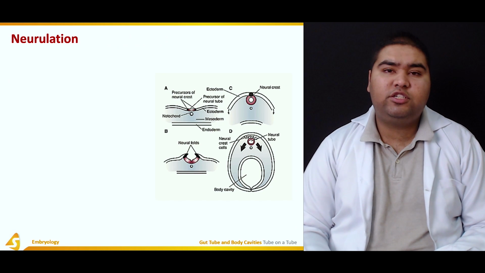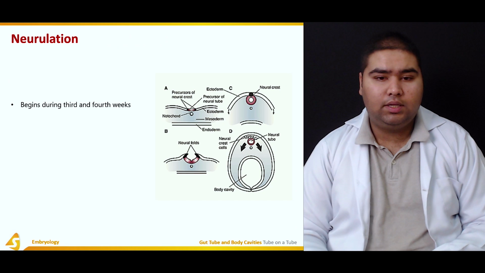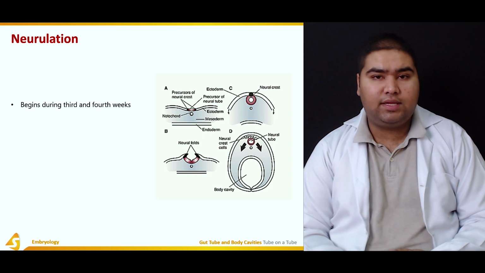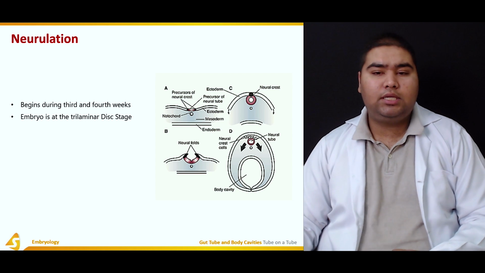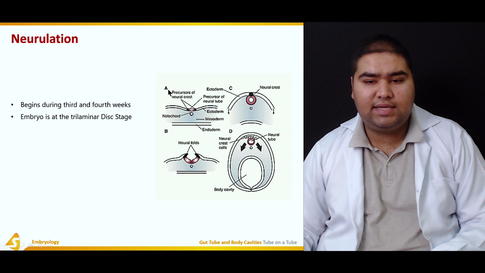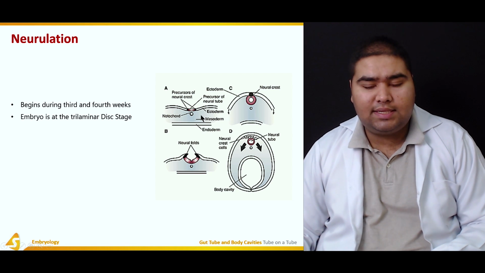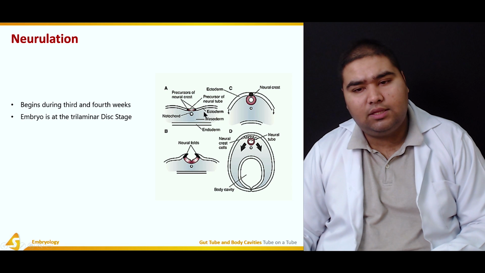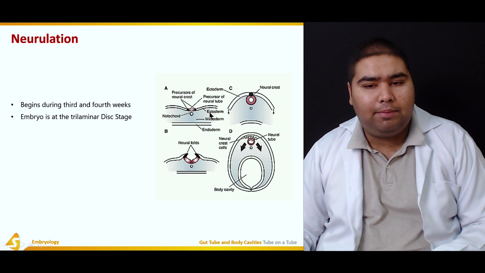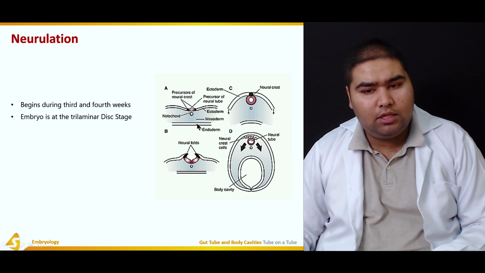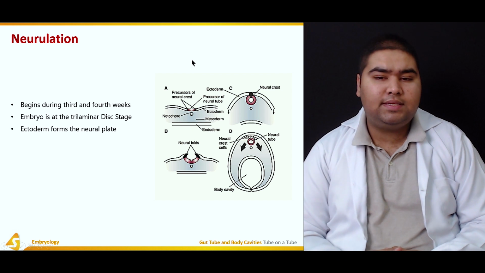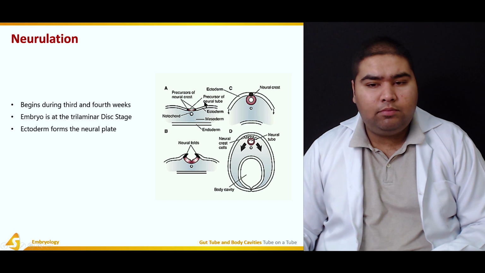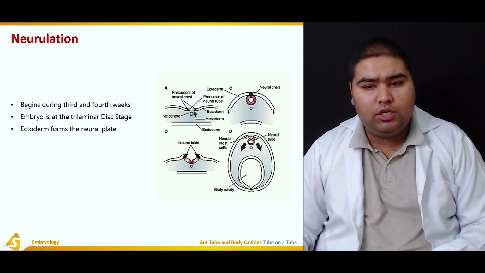Okay, so first of all, the process of neurulation. It begins during the 3rd and 4th weeks of intrauterine life. Embryo is at the trilaminar stage. Now look at the figure. In section A, you can see this is the trilaminar disc stage in which there are 3 layers in embryo. The upper layer is known as ectoderm, the middle layer is known as mesoderm, and the lower layer is known as endoderm. Now, what happens is the ectoderm, the uppermost layer, starts to form the neural tube.